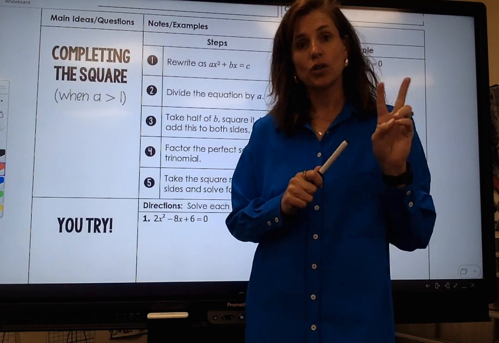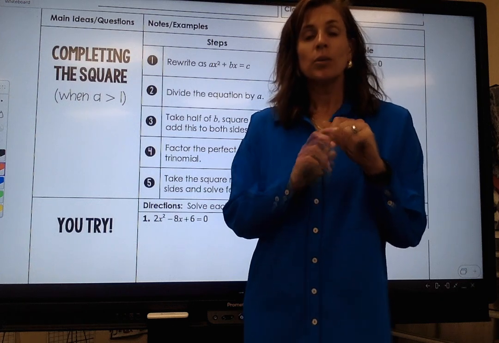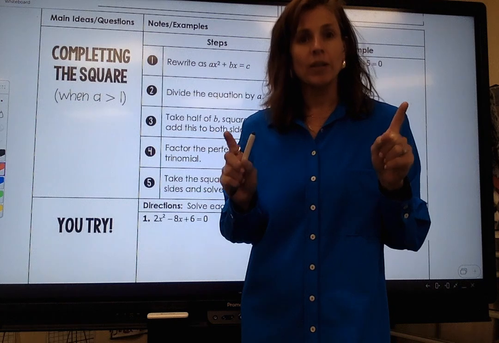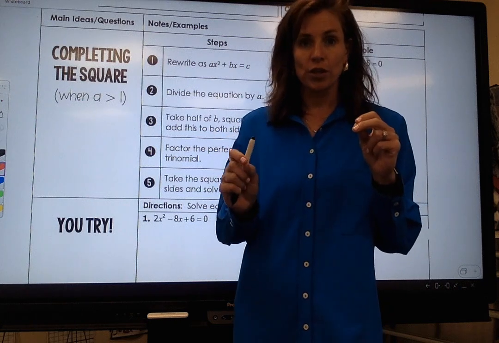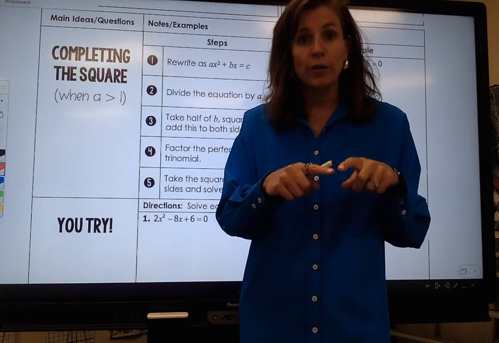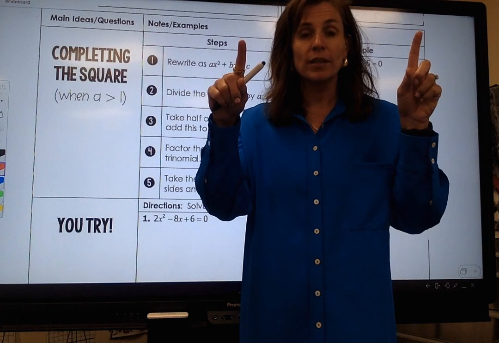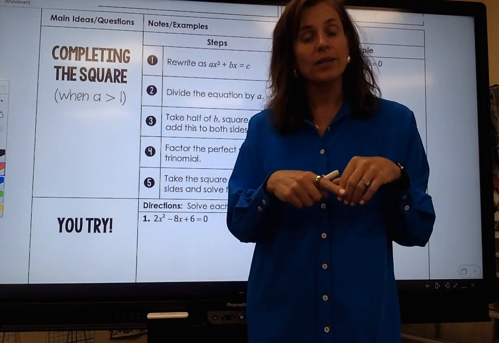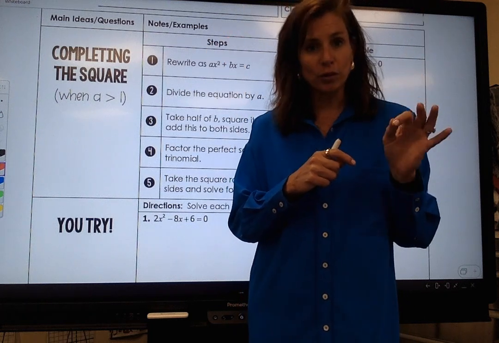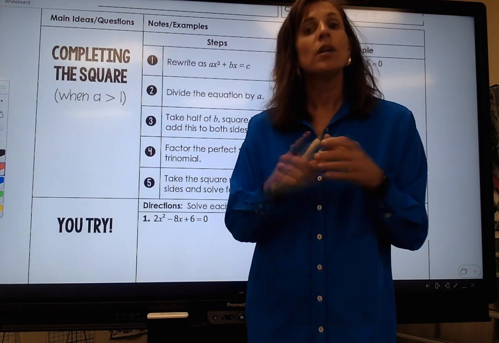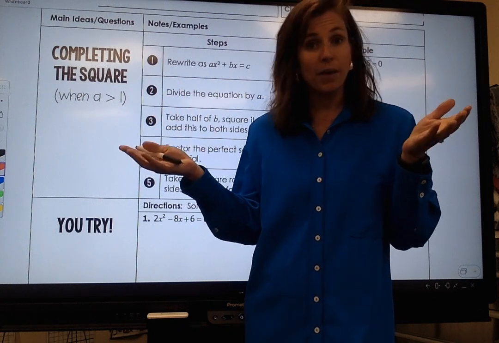Today we're looking at part 2 of completing the square. Remember, the unit focus right now is solving a quadratic equation. What does it mean to solve? It's where that x value crosses, where your parabola crosses the x-intercept. Those are the solutions to your quadratic equation. So completing the square is just a method that we're going to use.